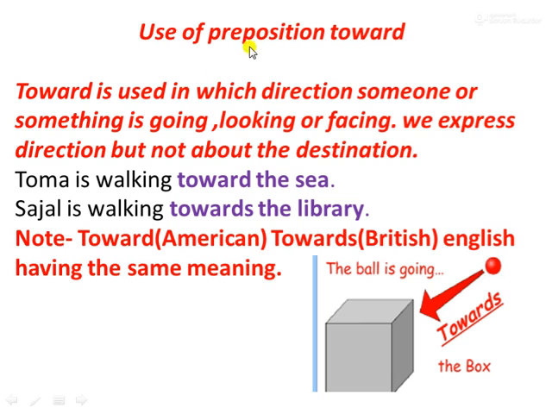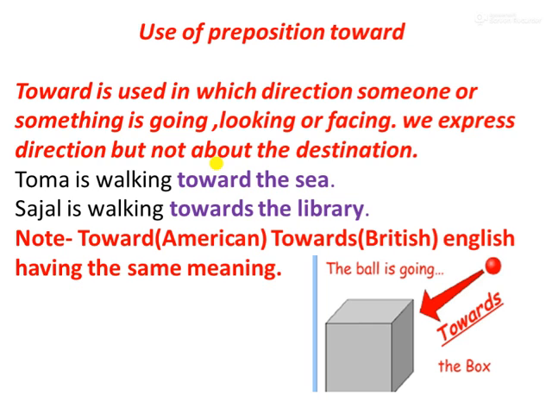Next one, that is towards. Toward is used to show in which direction someone or something is going, looking, or facing. We express direction but not the destination. So in the case of to and towards, they can be used in a synonymous way, but to is fixed. In the case of toward or towards, you mention the direction but not the destination. So the direction is the same, but the destination may be different.